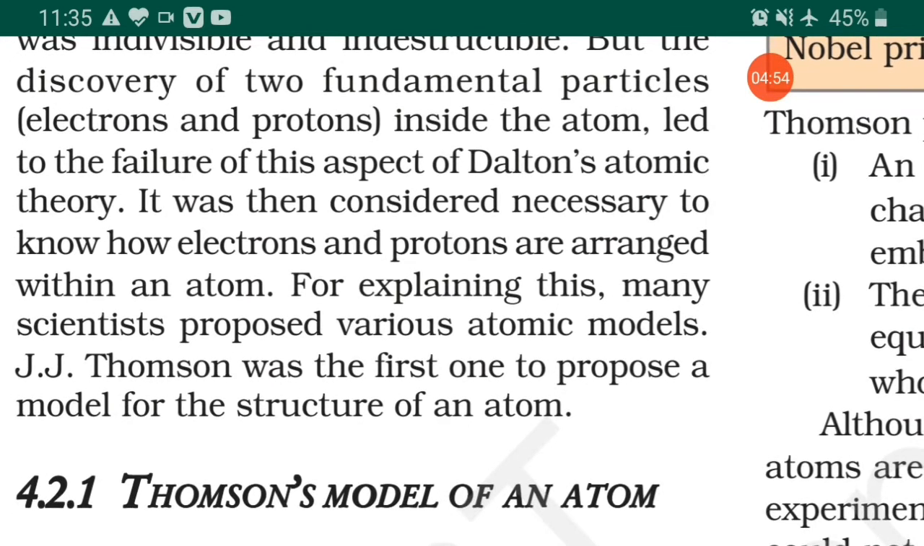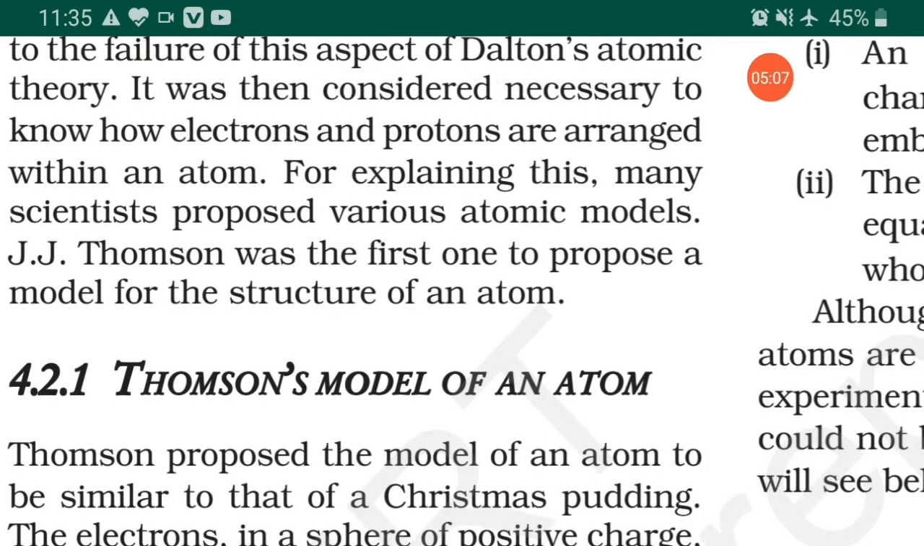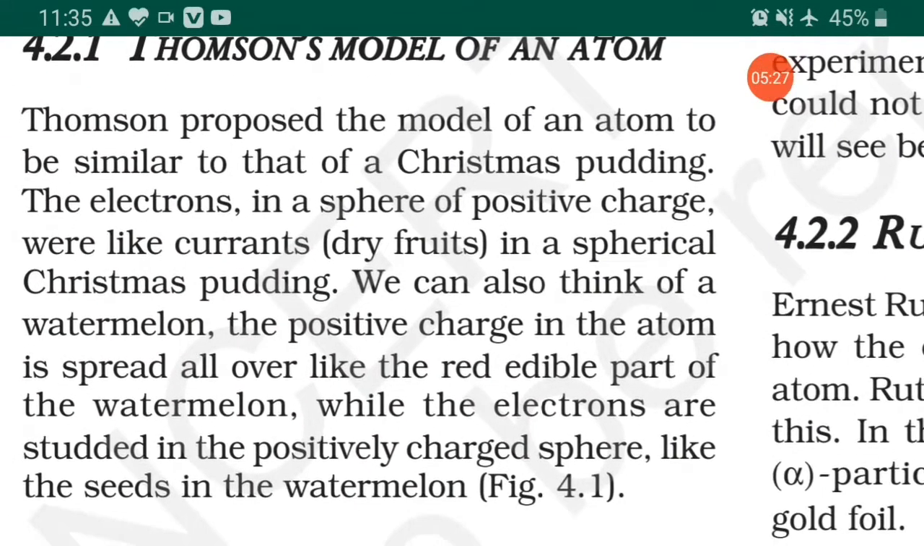It was then necessary to know how electrons and protons are arranged within an atom. For explaining this, many scientists proposed various atomic models. J.J. Thomson was the first one who proposed a model for the structure of an atom. So I can ask in an MCQ, who was the first one to propose a model for the structure of an atom? Options will be given. Your answer is J.J. Thomson. Thomson's model of an atom, we have already seen in the previous video.